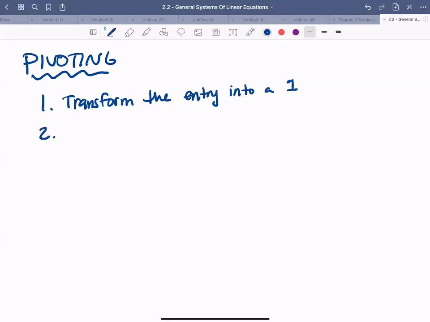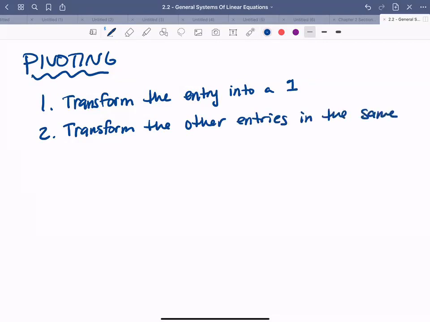Second step is you're going to transform the other entries in the same column into zeros. And this is really what we did last section when we started using Gauss-Jordan elimination. But now the text is going to ask you to pivot around this number.